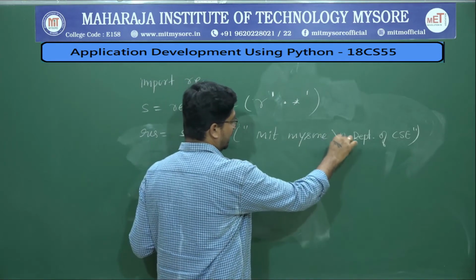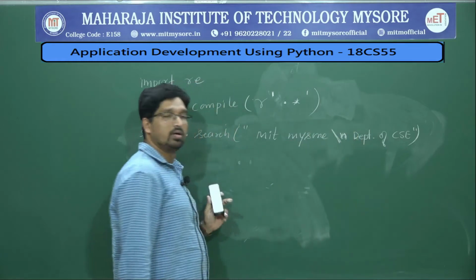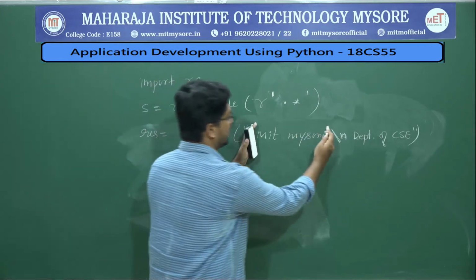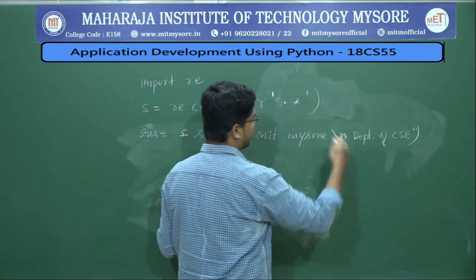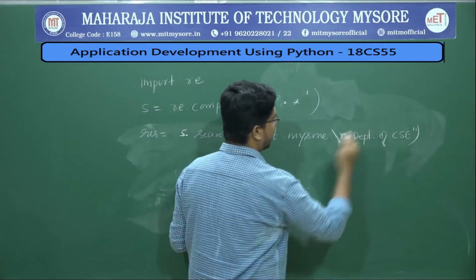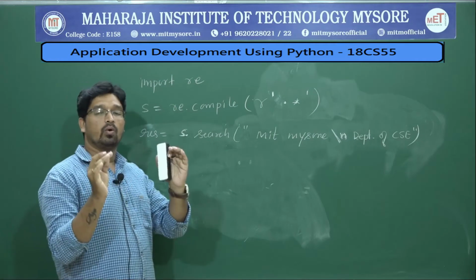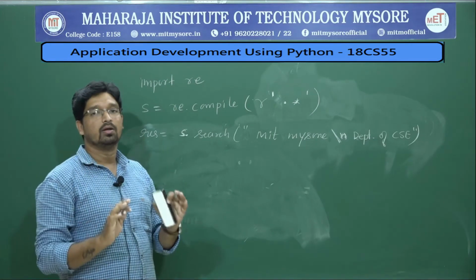When it gets \n as an input, it will stop. It will not match further. So from here to here, it will match. Again, you can ask me, sir, after \n again we have characters, will it match these characters? No. Once the condition fails, it will return whatever result it has got, whatever data it has matched.